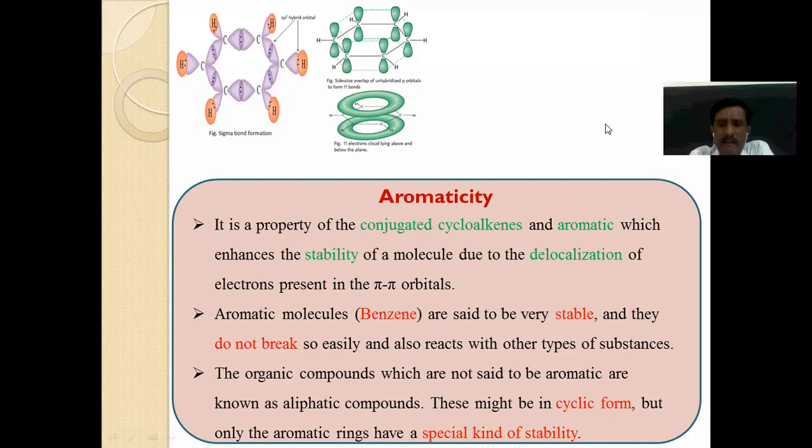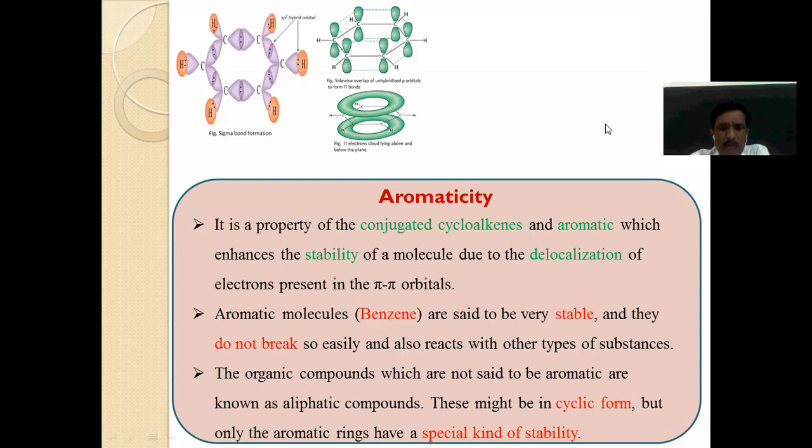Second factor: why is benzene called aromatic? Benzene is called an ideal aromatic compound because benzene is a stable compound, it does not break easily, and it does not react easily with other substances. That's why benzene is a highly stable compound which does not break down into smaller organic compounds. Benzene has special stability, and that's why benzene is aromatic.